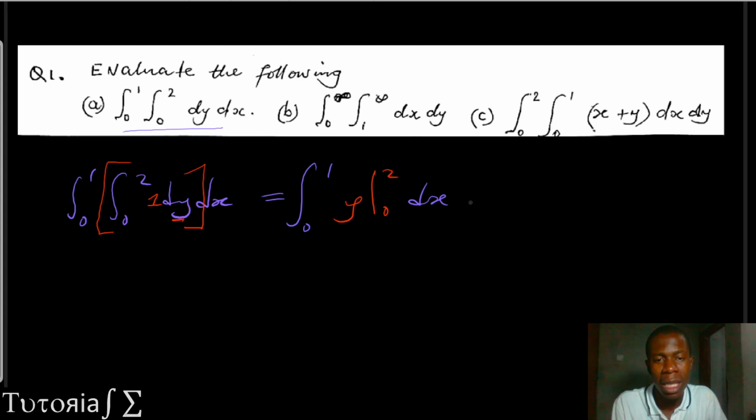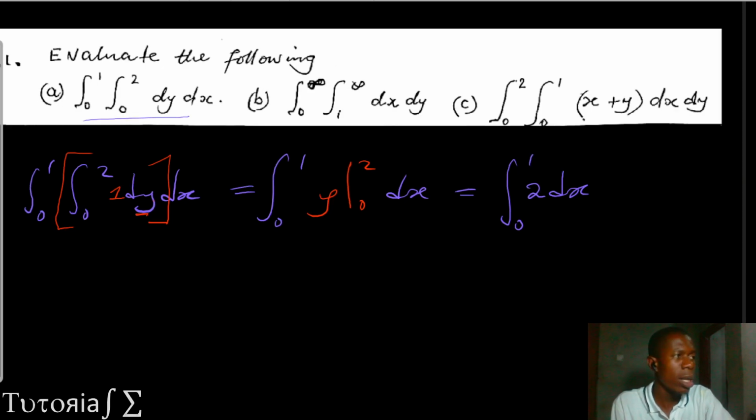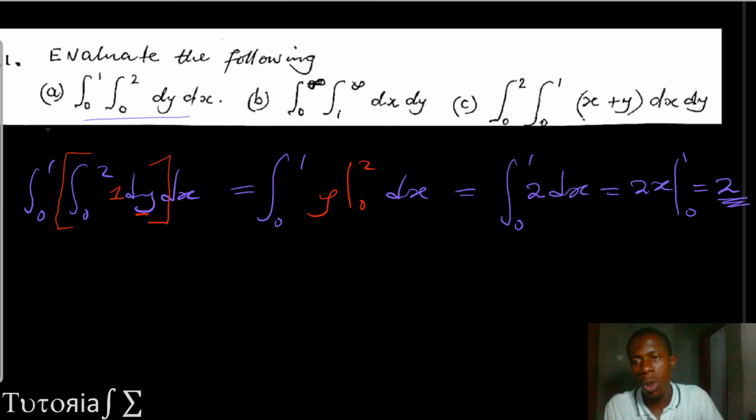Then we put in these limits. This will basically be equal to 2. Let me just write it here. So this would be 2 dx, from 0 to 1. Then we can put in the limits again. So this is equal to 2x, and we put in the limits from 0 to 1, which will basically give us 2 as our final answer. So that is question 1. Let me just erase here. That is basically how you're supposed to do question 1.